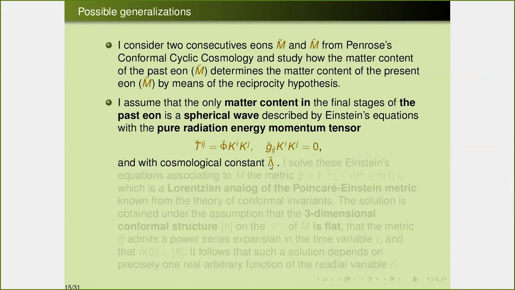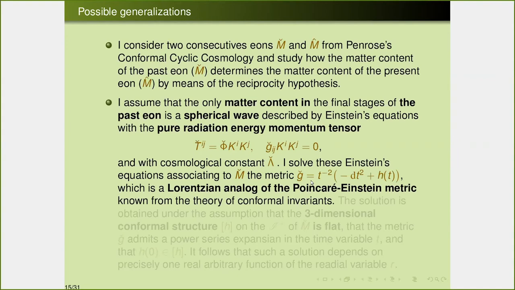I will try to solve these equations in some very strange way, meaning trying to evolve the conformal data from the wand back in time. This is done by looking for a metric G check of the form like this, where H of T, and this kind of metric is a Lorentzian analog of the Poincaré-Einstein metric known from the theory of conformal invariance.